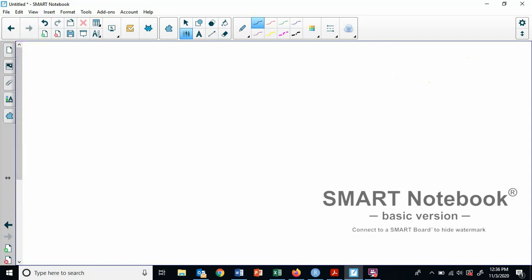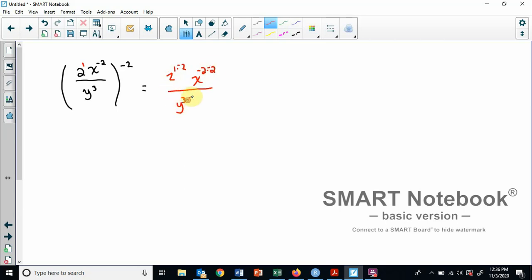Okay. Maybe two more examples just to get a good feel for these. One like this. Let's do a 2x to the negative 2 over y to the 3rd. And let's put everything in parentheses, and on the outside, let's give it a negative 2. Okay. So once again, this parentheses rule tells me all the exponents on the inside are going to get multiplied by negative 2. I don't have an exponent on this 2, so I can give it 1. And so what does this end up looking like? 2 to the 1 times negative 2, x to the negative 2 times negative 2, over y to the 3 times negative 2.